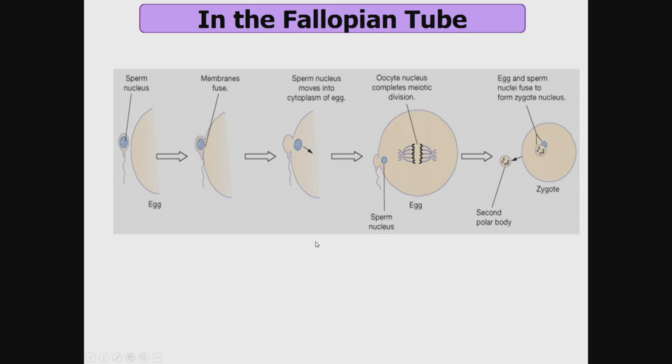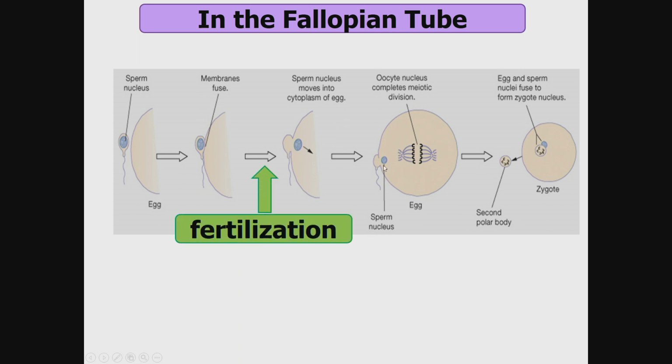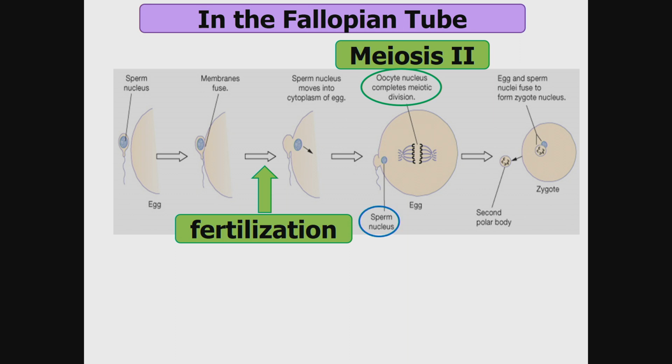Okay, so here we have the fallopian tube. Here's an egg, and here is the sperm. Here they are uniting, and the nucleus enters. So that is fertilization. So now we have the sperm nucleus inside of the egg. Then the egg undergoes meiosis 2. Remember, the sperm has 23 chromosomes, so it's 1N. Same with the egg. When they join their nuclei, then it is a zygote, which is 2N.